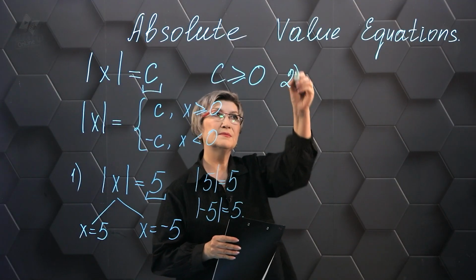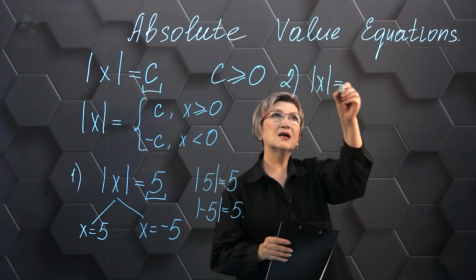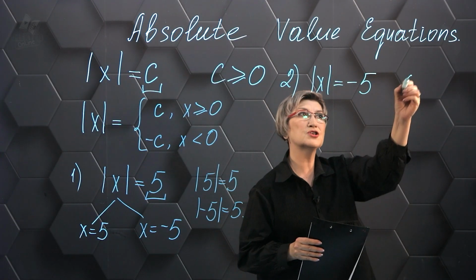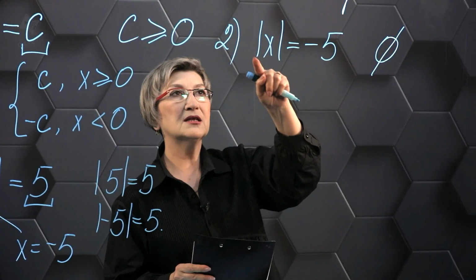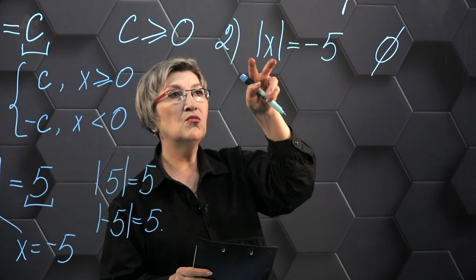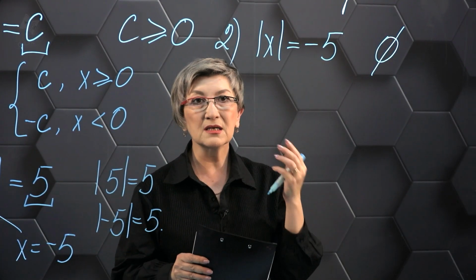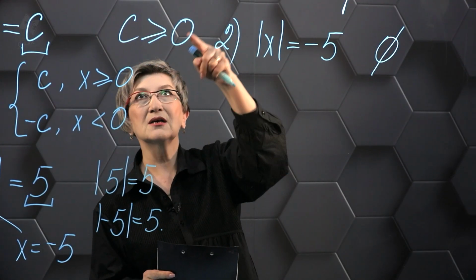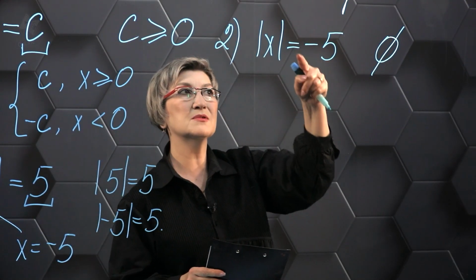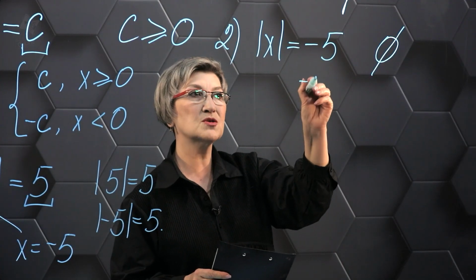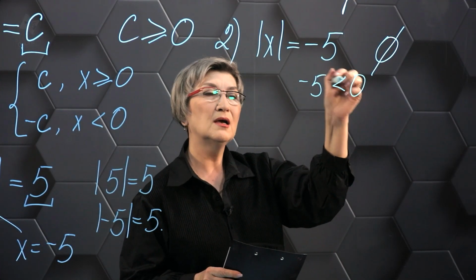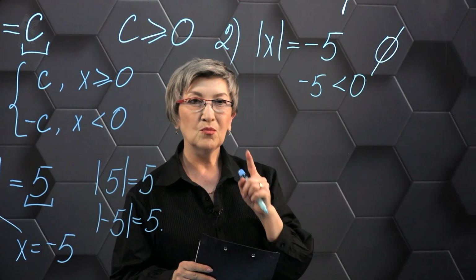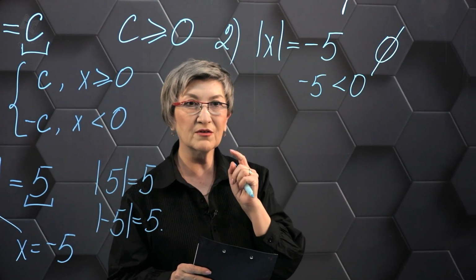But if the modulus of x is minus 5, then there are no solutions. There is no value for x whose modulus is equal to a negative number. That's exactly why I wrote down that we check the number itself first, and the number minus 5 is less than 0. Therefore, such an equation has no solutions. Be careful when solving equations with modulus.